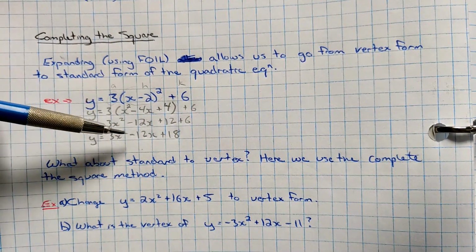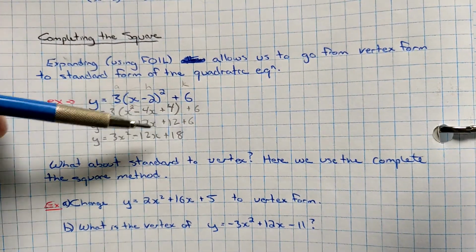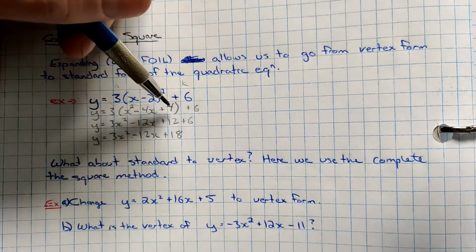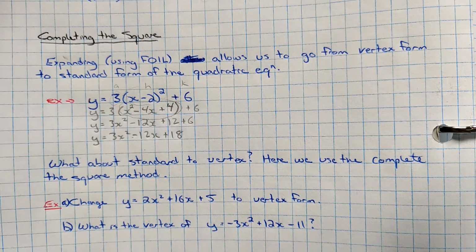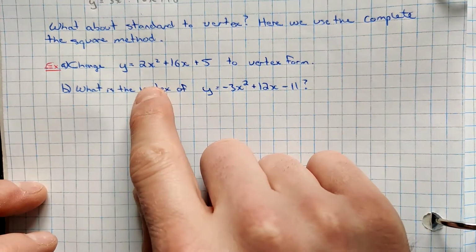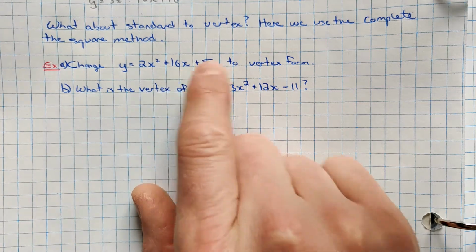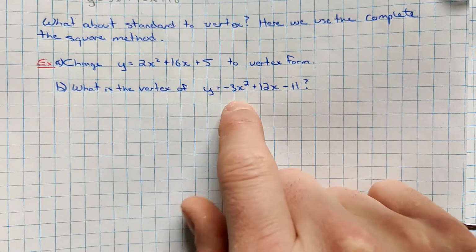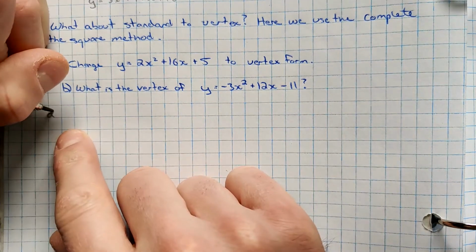So that's easy. We've done this before, but we want to be able to go backwards from standard form to vertex form. So we're going to need to be able to break this up. And if you notice, along the way, we have this perfect square trinomial. And so that's what we're going to create. We're going to create a perfect square trinomial along the way to solve this. So if we go about taking these two questions, we have one changing 2x squared plus 16x plus 5 to vertex form, and then we're going to find the vertex of negative 3x squared plus 12x minus 11. So let's do part A first.